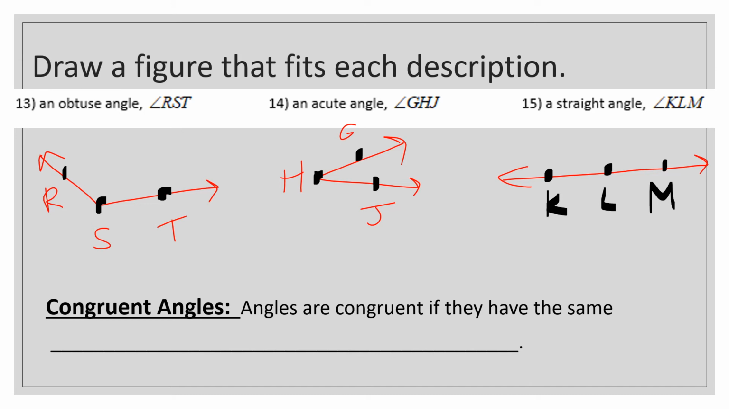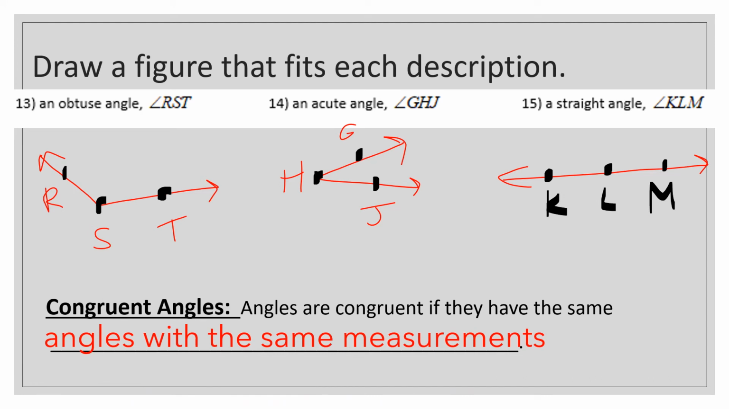Okay. Now, angles are congruent if they have the same measurements. That you need to add onto your notes. Make sure that you have that. Pause it if you need some extra time to get it written down, or if I'm going too fast.